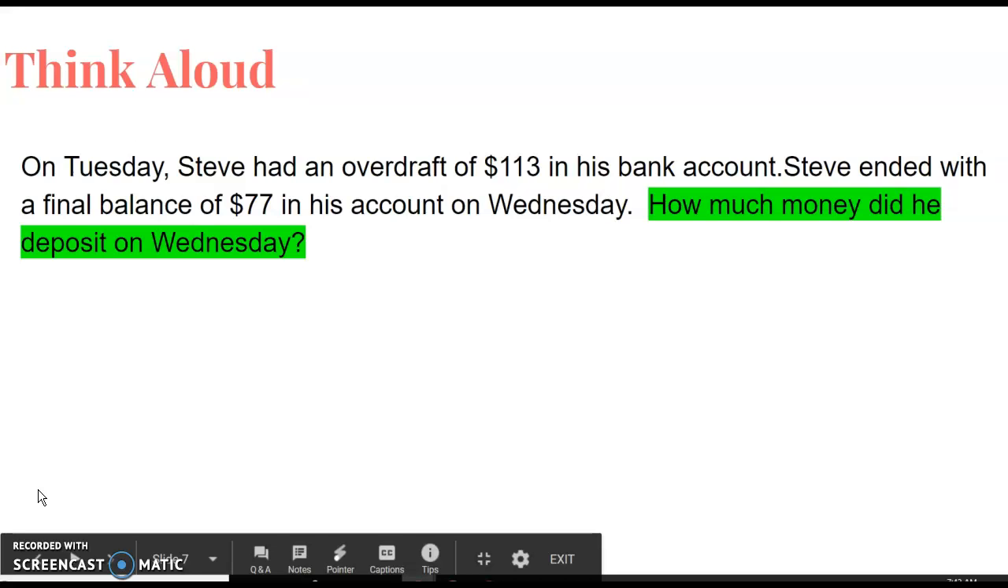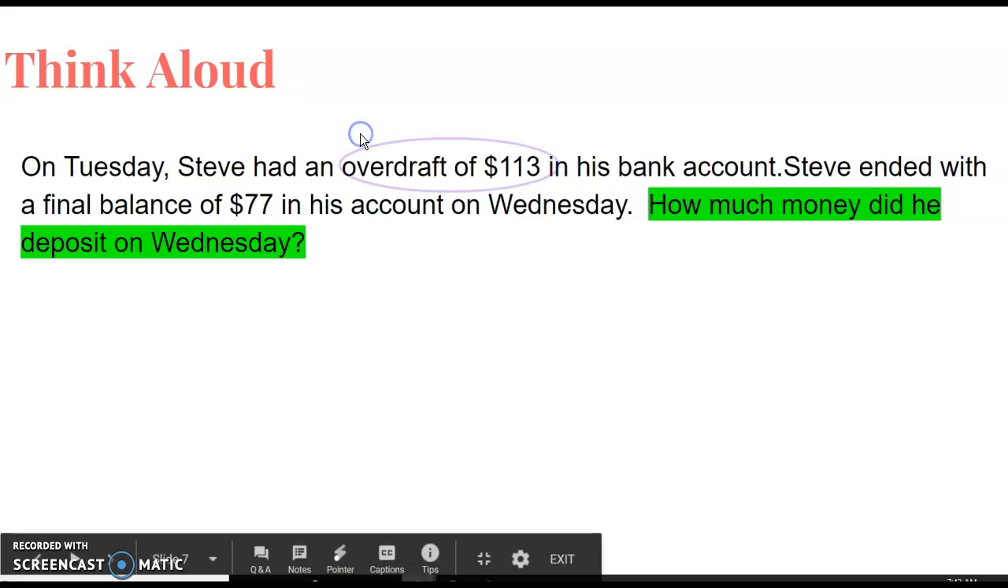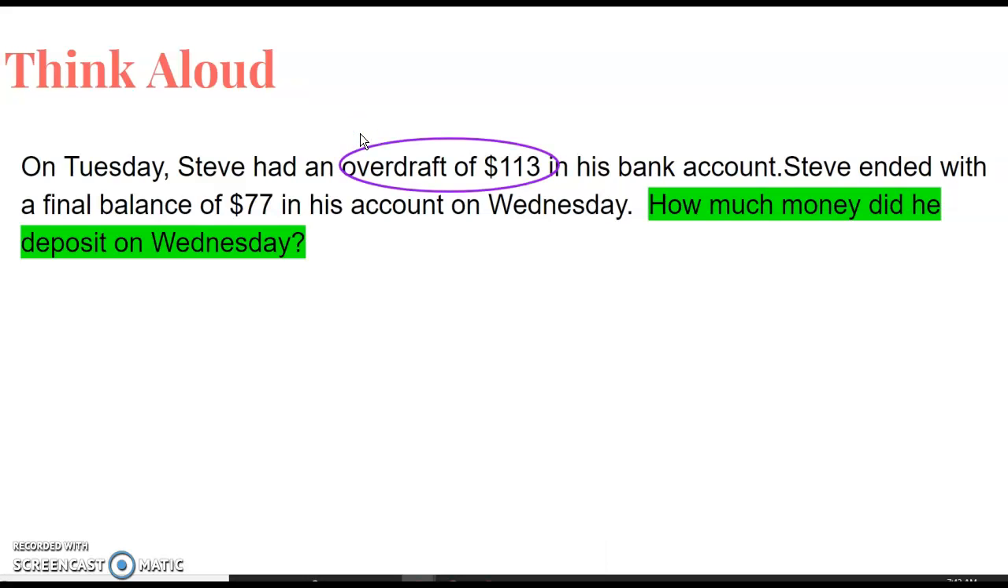All right, so let's think aloud. On Tuesday, Steve had an overdraft of $113. Well, I know overdraft is not a positive situation. It's actually a negative situation. An overdraft means that he owed the bank $113. At the end of the day on Wednesday, he had a positive balance of $77.